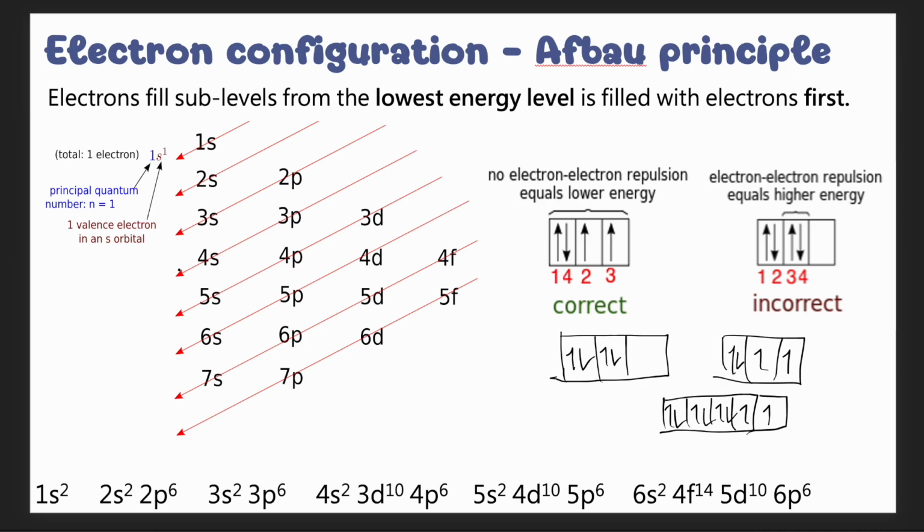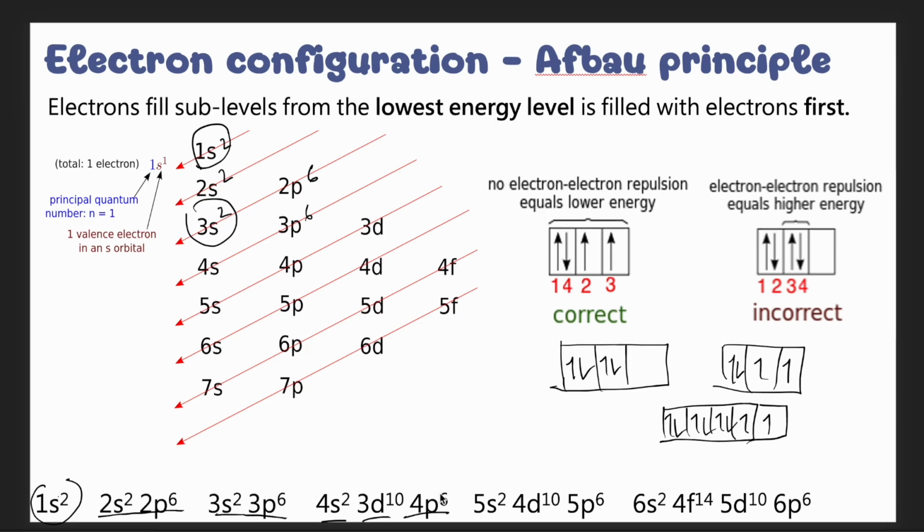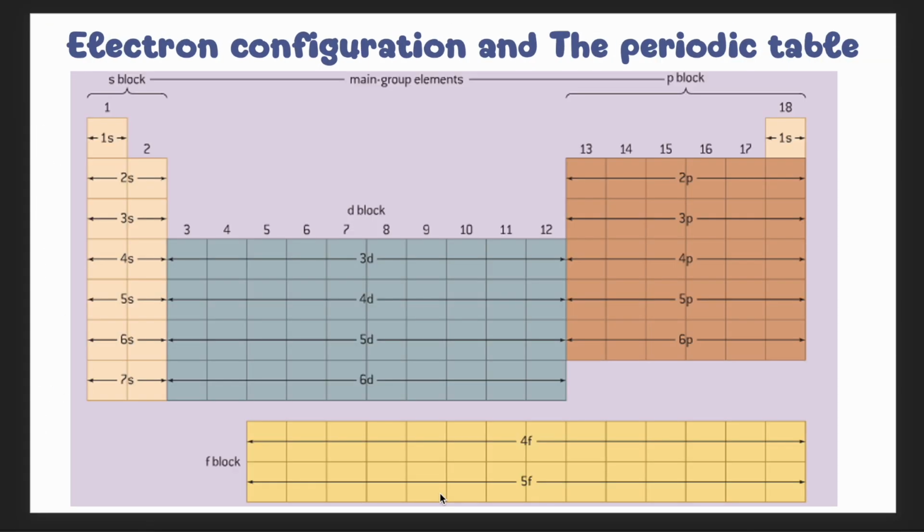Right. So now the electron configuration here: 1s2, 2s2, 2p6, 3s2, 3p6. So this is the sequence, this is the order: 1s2, 2s2, 2p6, 3s2, 3p6, 4s2, 3d10, 4p6. Okay, I will tell you an easier way. We can use the periodic table.